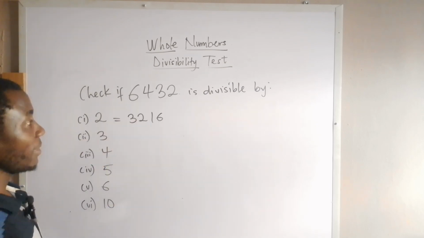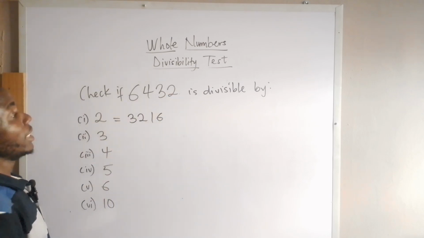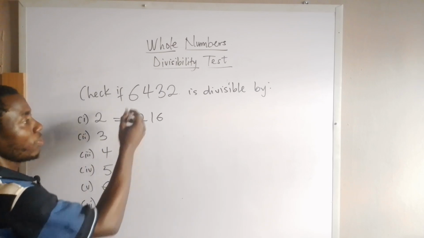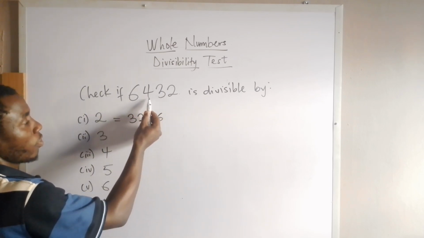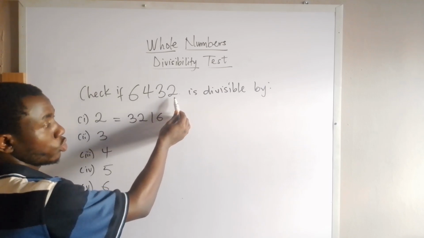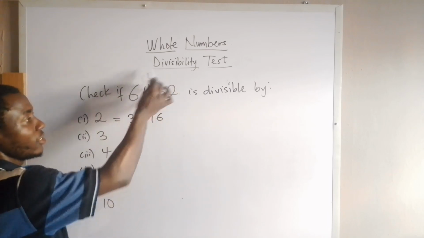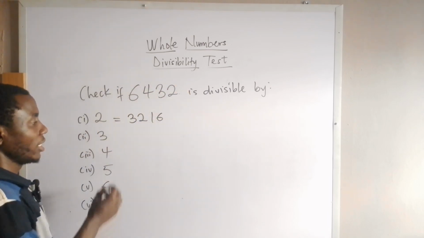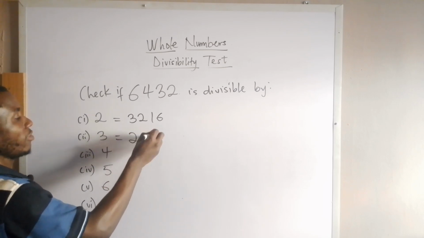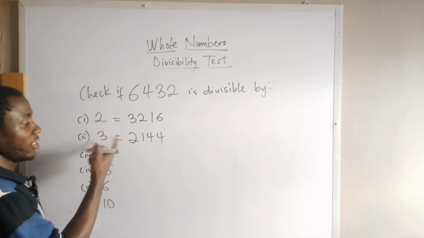The next digit is 3. So to determine if 6432 is divisible by 3, we say the sum of the digits in the number should be divisible by 3. Now let's sum the digits in the number. We have 6 plus 4, which is 10, plus 3, that's 13, plus 2, that's 15. And 15 is divisible by 3. So in turn, this number is divisible by 3. 6432 divided by 3 is 2144, which is a whole number. So that means this is valid also.